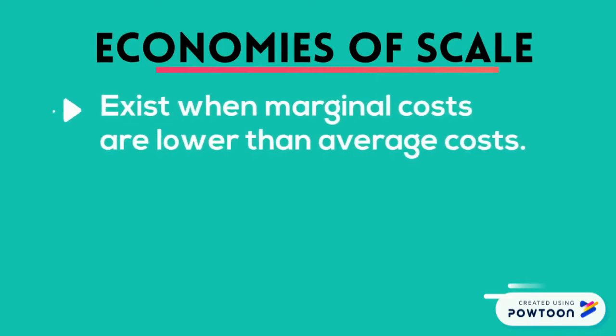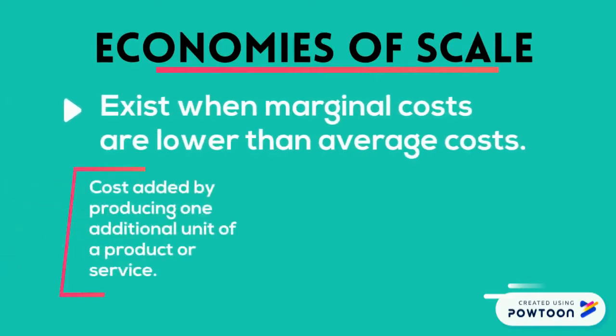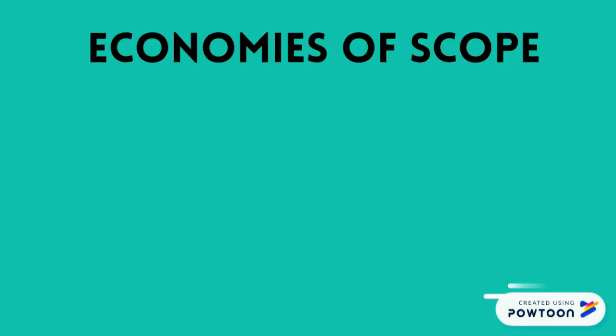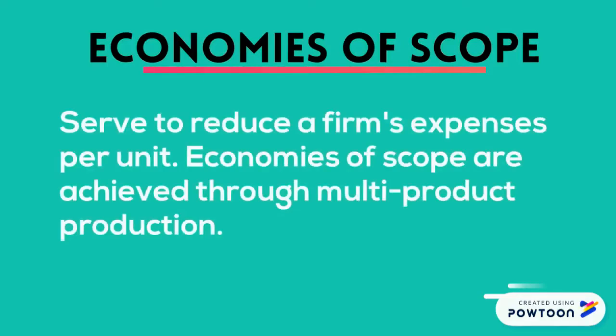Economies of scale exist when marginal costs are lower than average costs. Marginal cost is a cost added by producing one additional unit of a product or service, while average cost is equal to total cost divided by the number of units of a good produced. Economies of scope serve to reduce a firm's expenses per unit and are achieved through multi-product production.